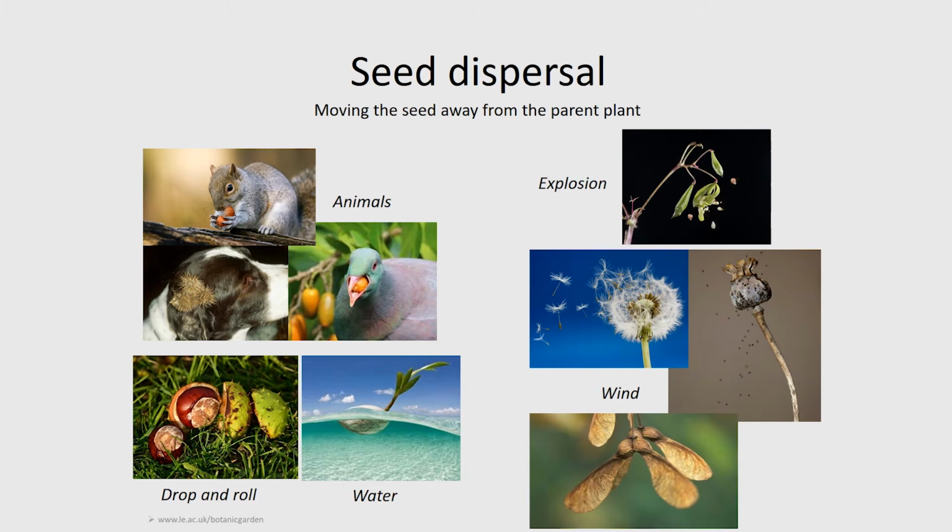Himalayan balsam. Wind can also carry seeds, and there are many different adaptations to wind dispersal. For example, parachutes like the dandelion, or wings like the sycamore, or shakers like the poppy.